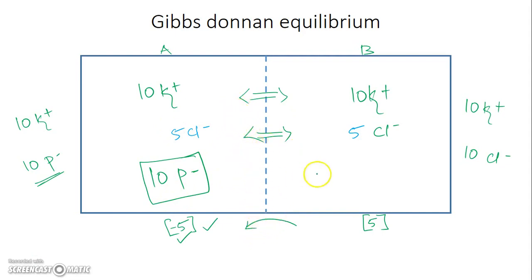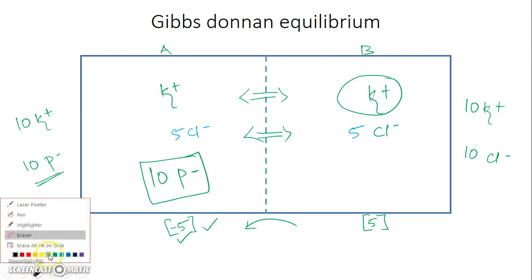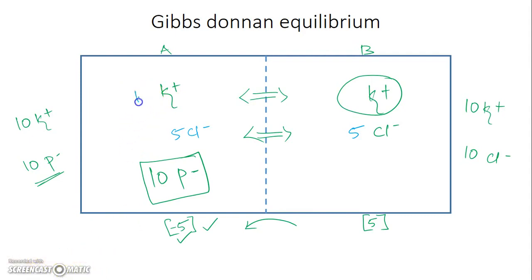The only positive ion which can move from this side is our potassium. So at equilibrium, this potassium, this 10, is going to again redistribute. 10 on both sides is now going to become, let's say, 15 on this side and 5 on this side.